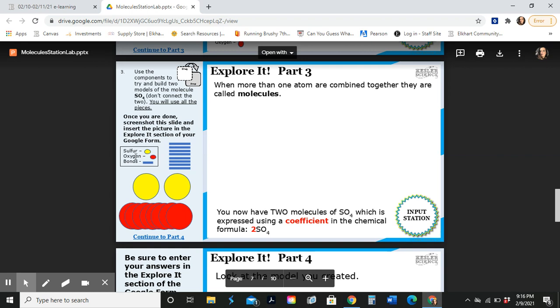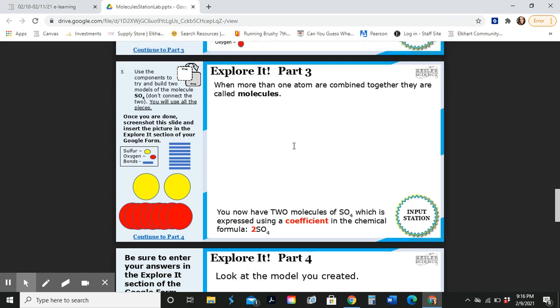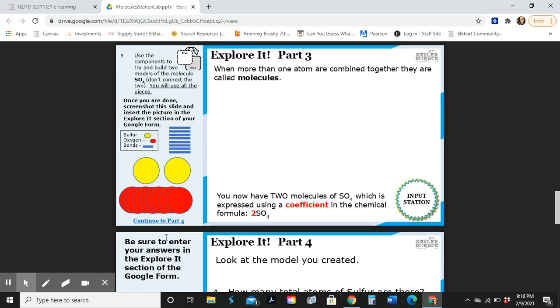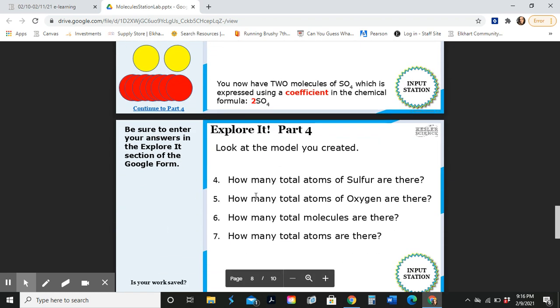Right here, you're going to use these components and build your own molecule of SO4, and then your coefficient for this chemical is going to be 2SO4. So you're going to build 2 SO4s. Look at the model you created. How many total atoms of sulfur are there? How many total atoms of oxygen are there? How many total molecules are there? And how many total atoms are there?